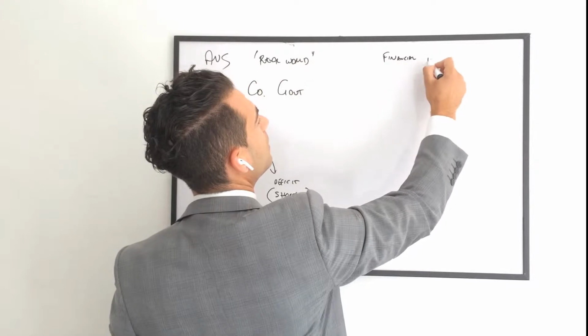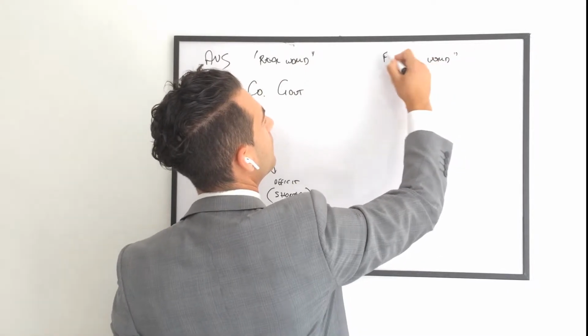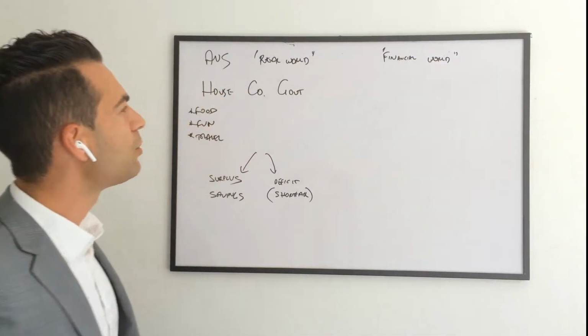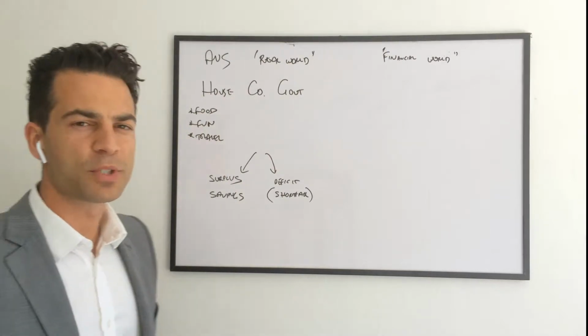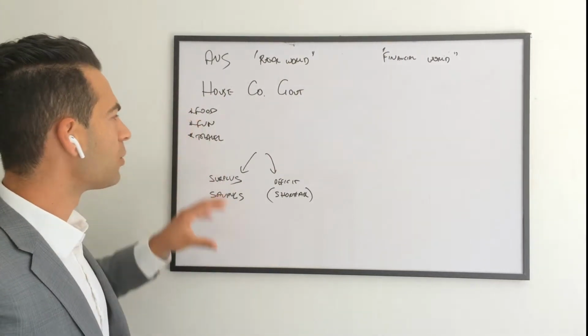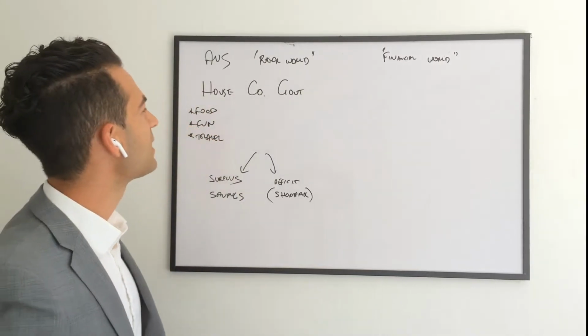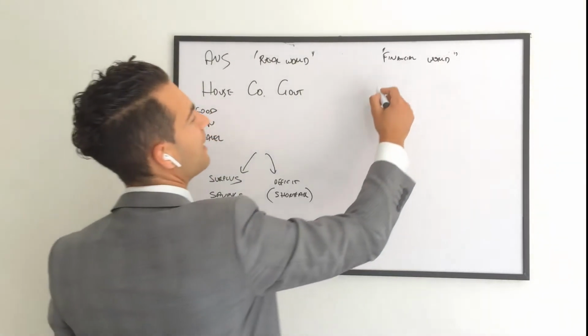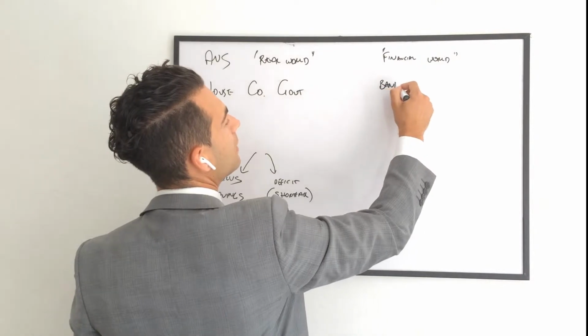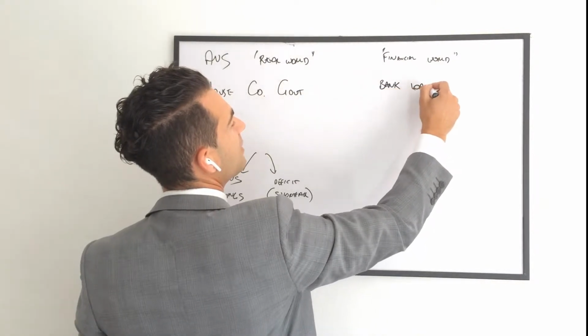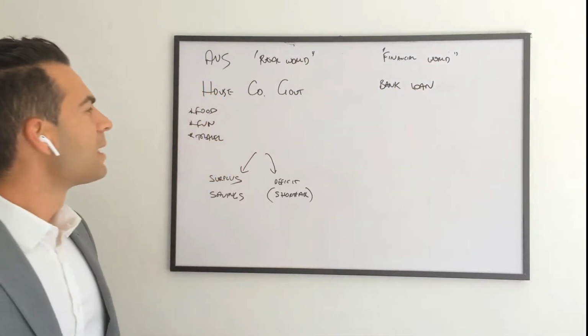Financial world. And in the financial world, we have different options. Now think of a household. When a household needs money, most of you will have experience with this. We go to a bank and we get a bank loan. Banks are in the financial world.